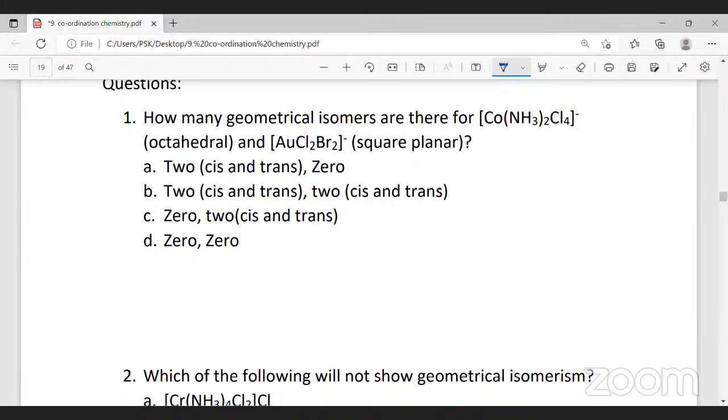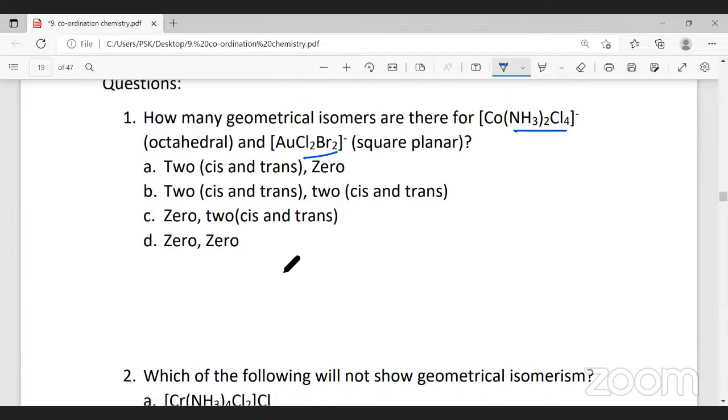Few questions we'll try to learn and see, it depends on the time. 10 minutes we have. How many geometrical isomers are there for Co(NH3)2Cl4? That is octahedral, and AuCl2Br2 minus, square planar. Here coordination number is 4, square planar. Here coordination number 6, octahedral.